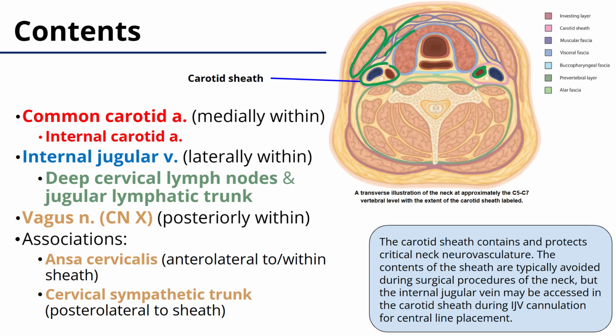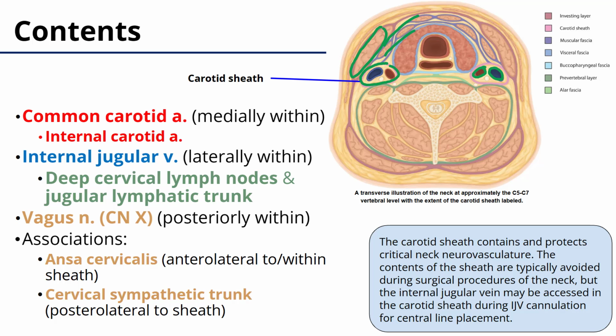The common carotid artery is found most medially within the sheath. As it moves superiorly or distally, it is going to bifurcate into the internal carotid and external carotid arteries. That internal carotid artery may be found within the carotid sheath as it ascends into the skull through the carotid canal. Another major constituent is the internal jugular vein, or the IJV, which is found laterally within the sheath.